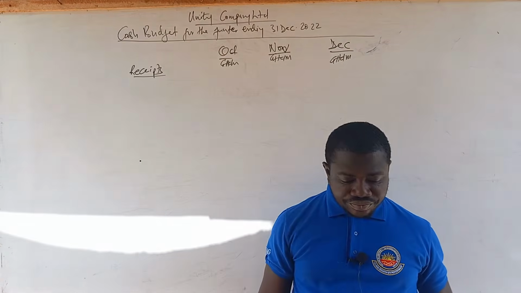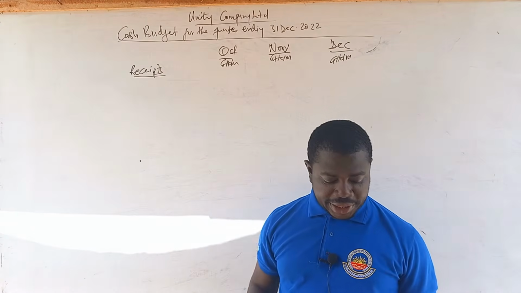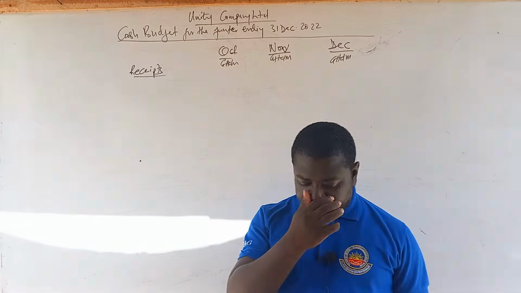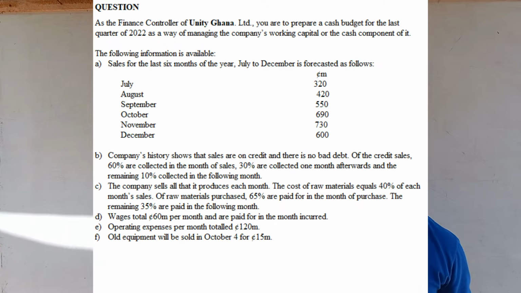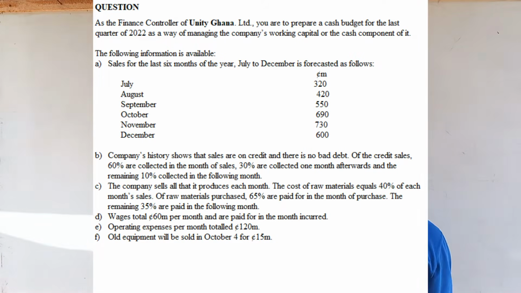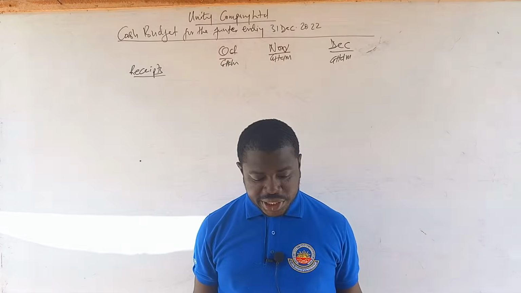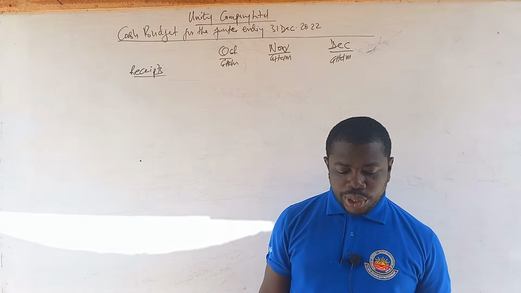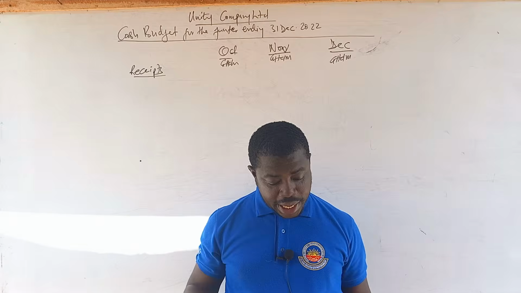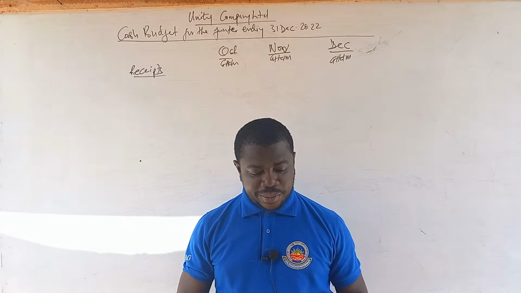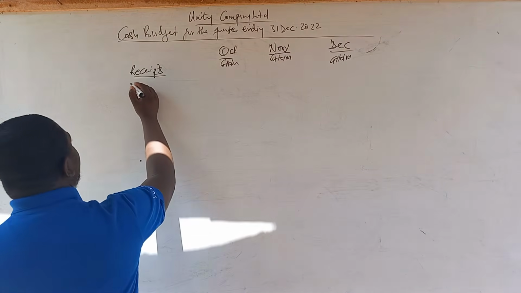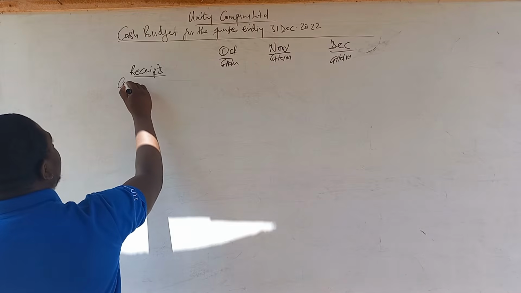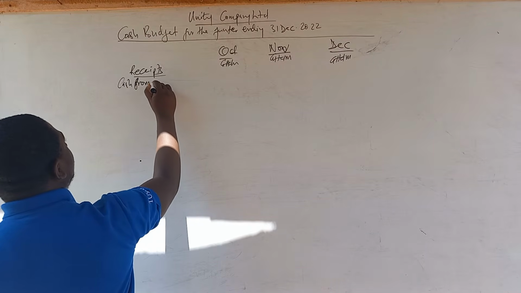Now in this question, apart from the cash receipt from debtors that we prepared a schedule for, the only receipts that we have is in additional information F. Old equipment to be sold in October 4th for 15 million Ghana cedis. That is the only receipt we have. And so we need to show that as a receipt. And then the other thing is the cash receipt from debtors. There were no other receipts in this question. And so let us begin with the one we made the workings for. Cash from debtors.